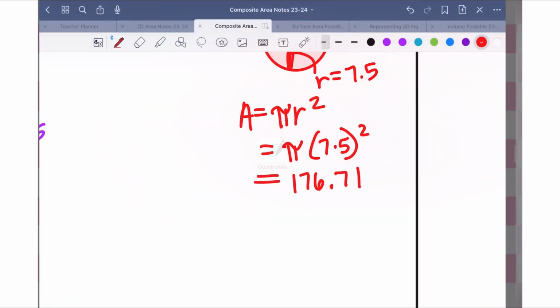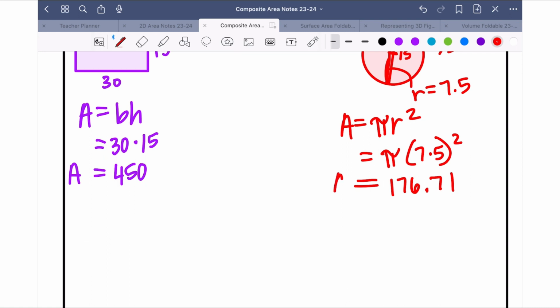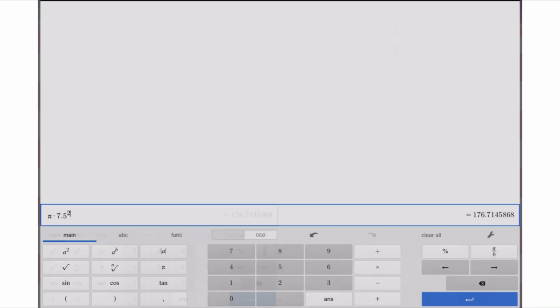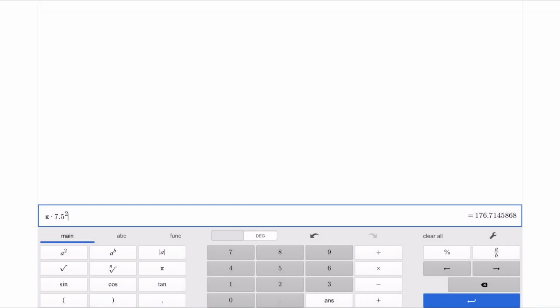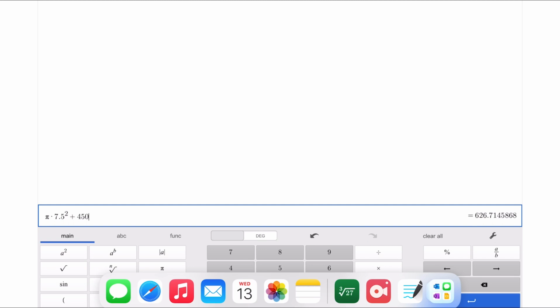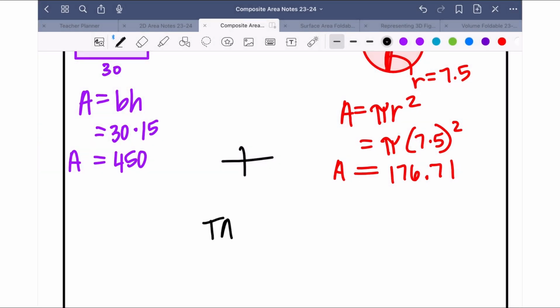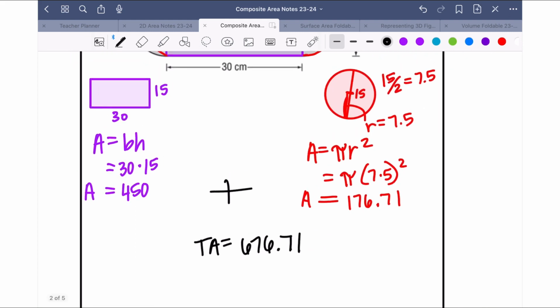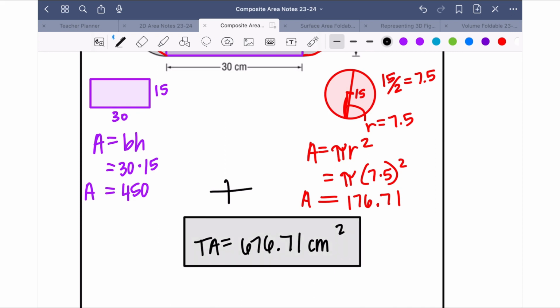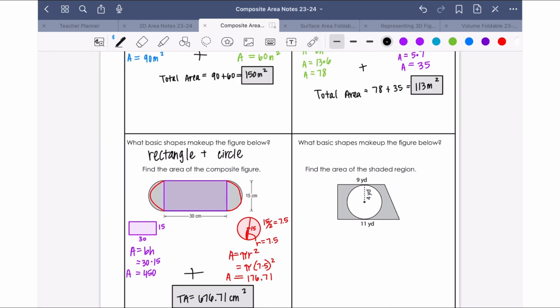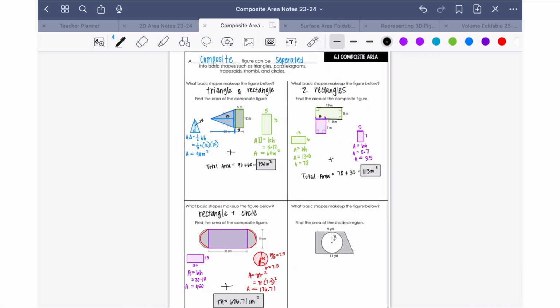And what is the area that we need to add to that? We need to add 450 because we got to put them together. Okay, so let me go back. 176.71 plus 450 is 626.71. So total area equals 676.71. And these units are centimeters squared. Perfect.